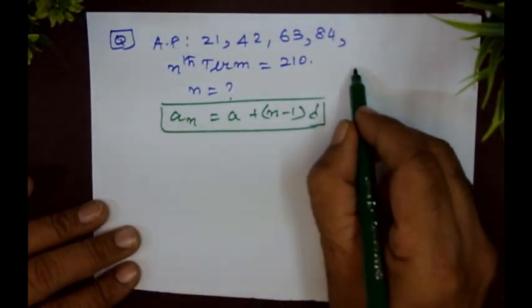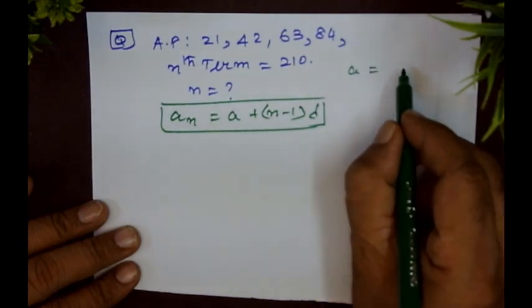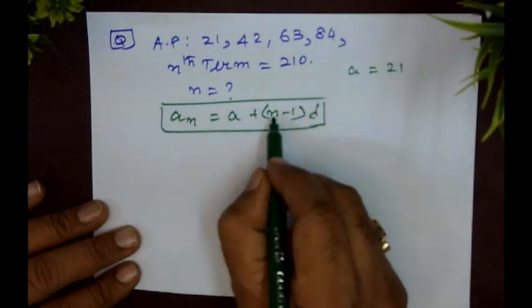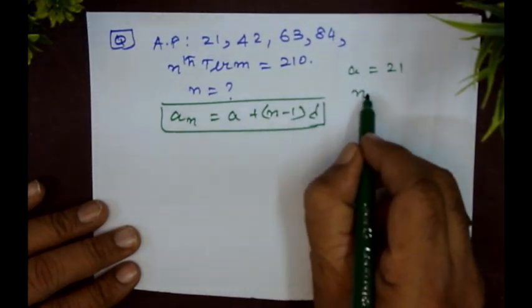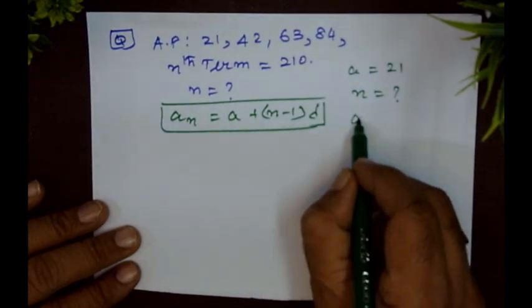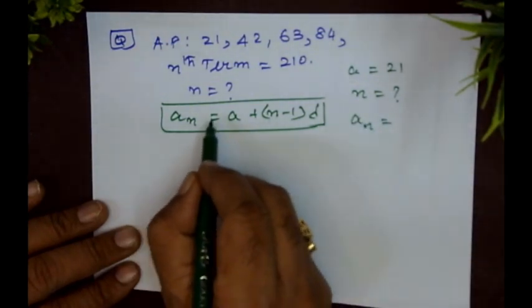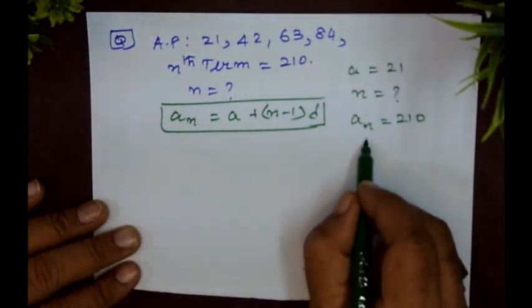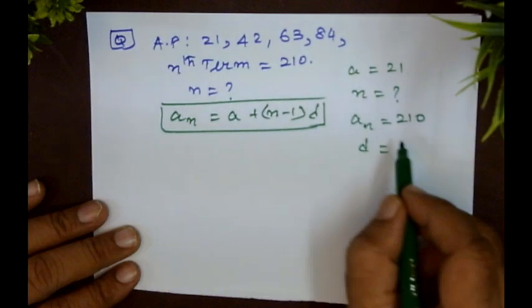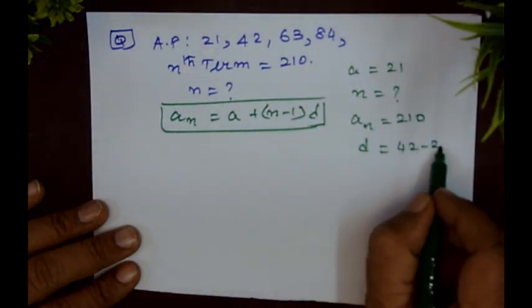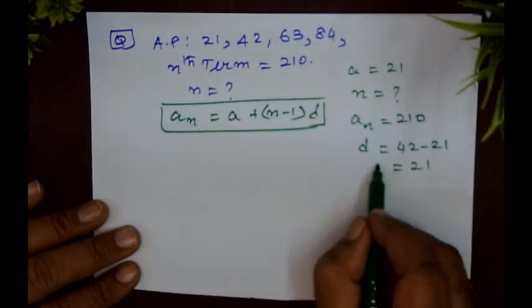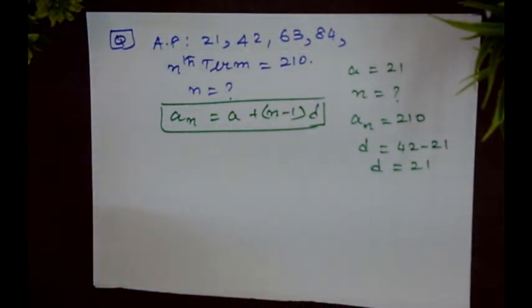You know, a is the initial term, so in this case 21. And n we do not know, you have to find out. An is given as how much? 210. And then d is equal to 42 minus 21, second term minus first term, that is 21. So that is d. So we can substitute and get the answer.